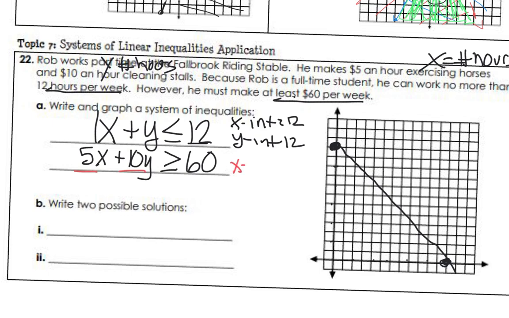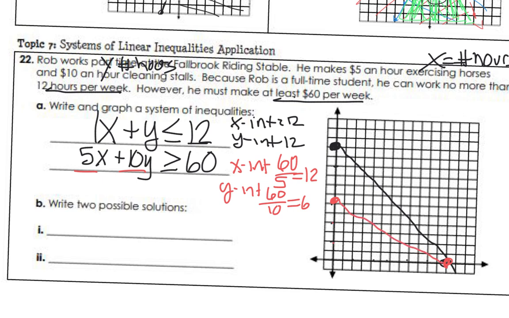So for this one, my x-intercept would be 60 divided by the coefficient, so this would be 12. Your x-intercept on this one is the same thing. And then your y-intercept, 60 divided by the coefficient, would be 6. So 2, 4, 6. So this would be my second line.